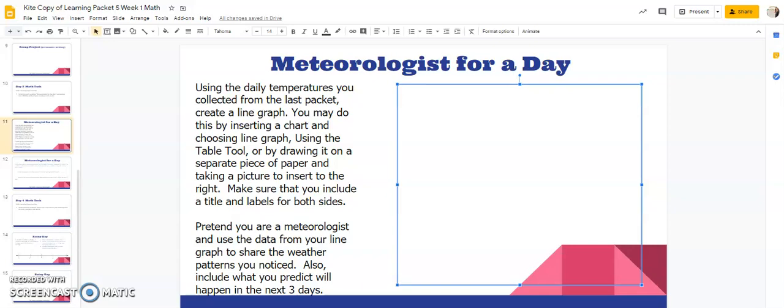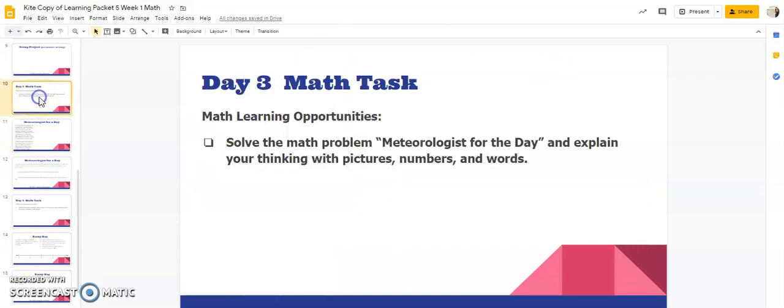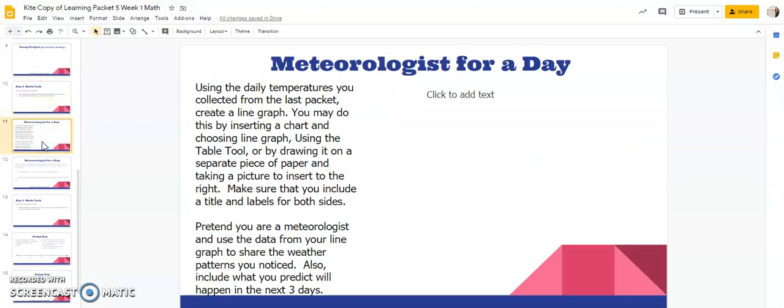All right, so let's look at day 3. For day 3, we are supposed to be doing the meteorologist for a day. In order to do this, you have to have the temperature recording chart that you started back in packet number 4. You started on day 1 of packet 4, and you had a lot of data to include in it. I think there were 14 days that you had to include for your data.